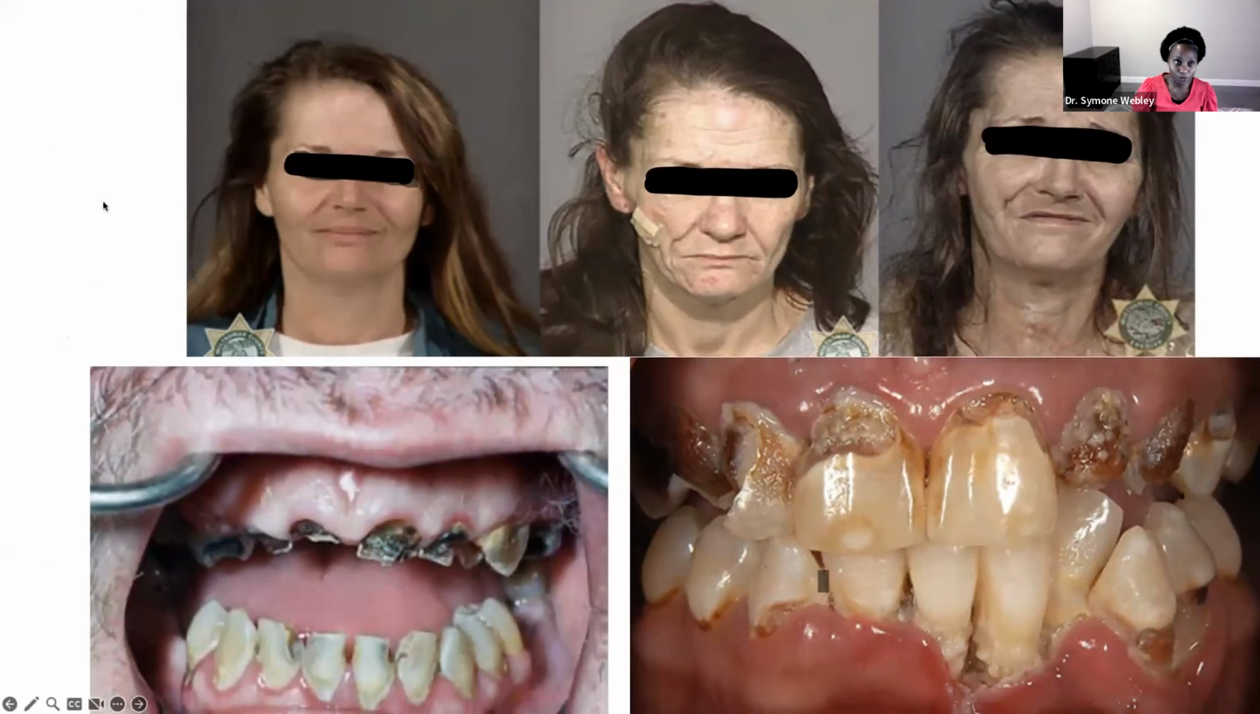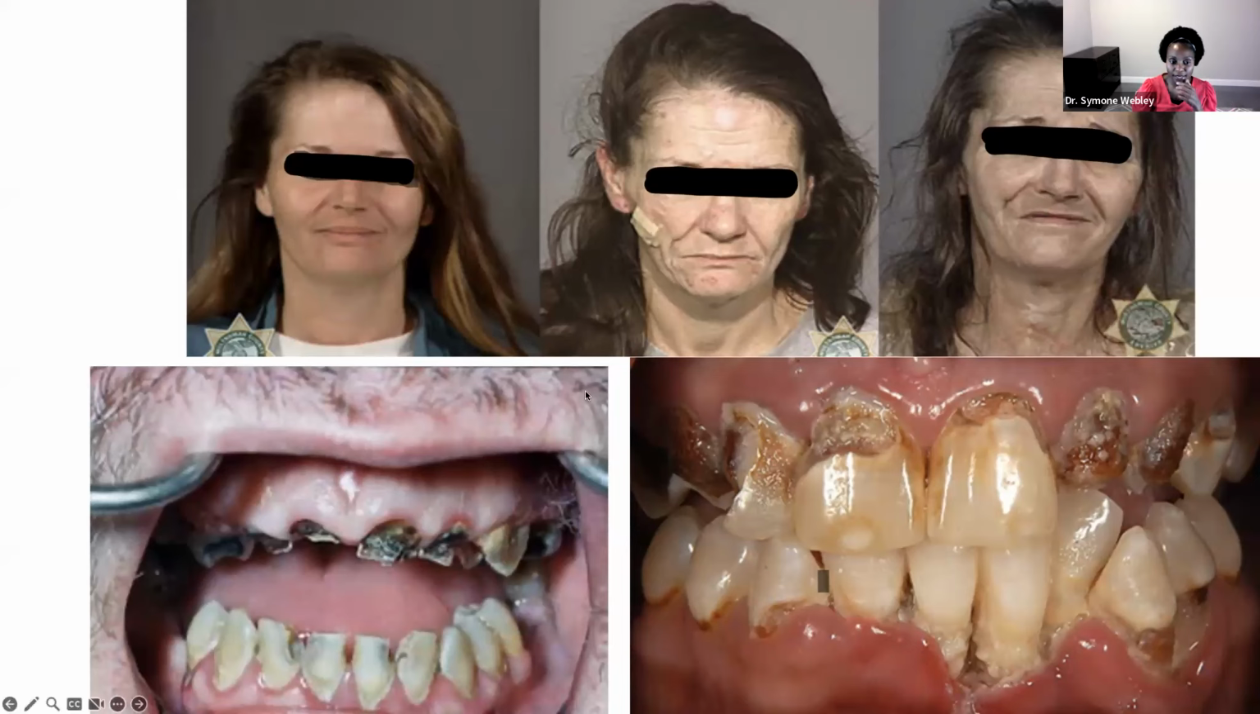This is a patient or a person, not my patient, that was a drug user. This was her at her initial, I think, intake when she was arrested, I think the first time. And then the second picture is 2.5 years later, and she was a meth user. And then the third picture, I think, is another 2 or 3 years later. So it doesn't take a lot of time for a person's body to begin to break down if they're using drugs constantly.